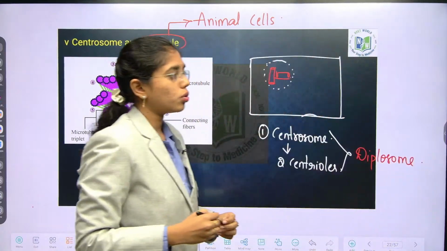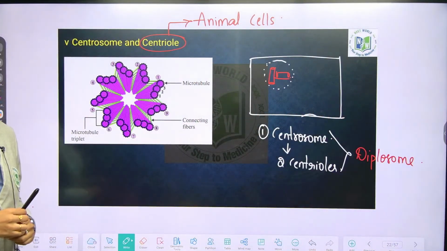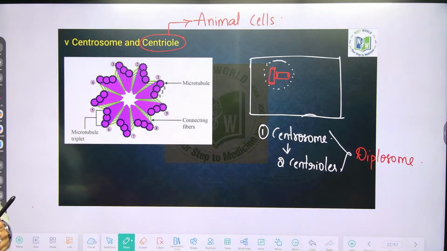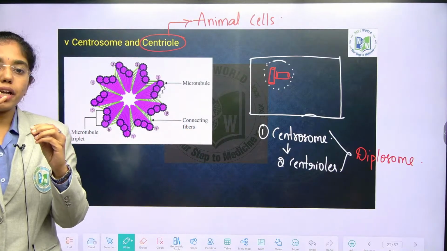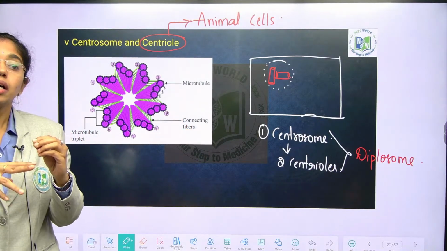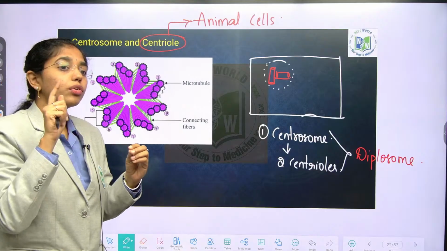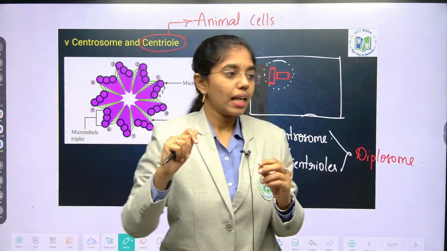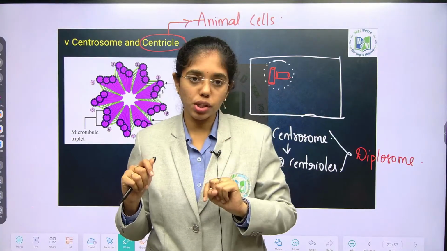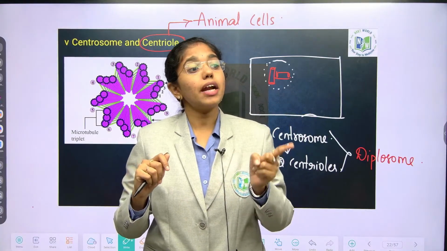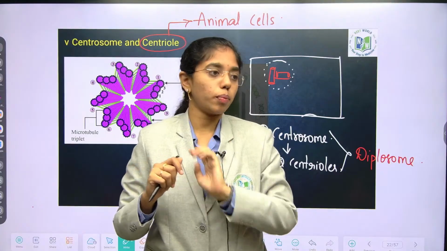Fine, right? This is known as diplosome. Clear? Any doubts anywhere? Now look at the activities of the centriole. Centriole will help in the release of spindle fibers, in radiating out the spindle fibers. If you have to learn about the cell cycle, there we have learned that during S phase, DNA duplication happens inside the nucleus, and centriole duplication happens in the cytoplasm.